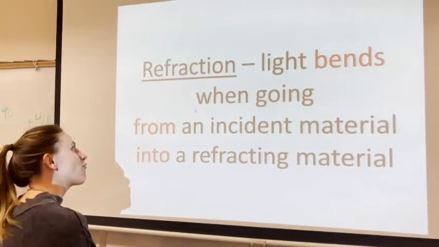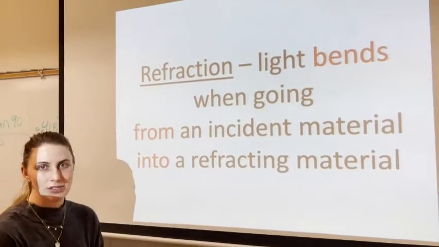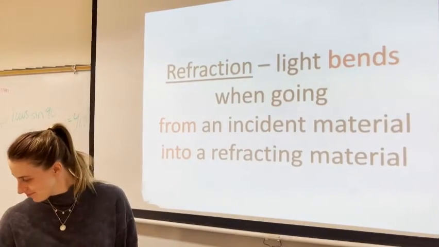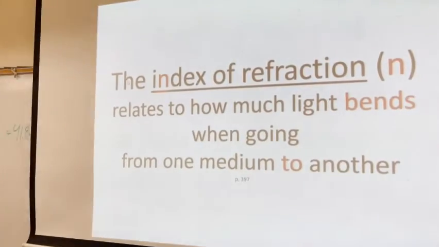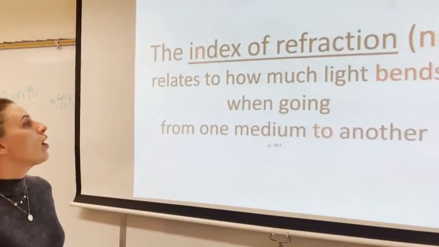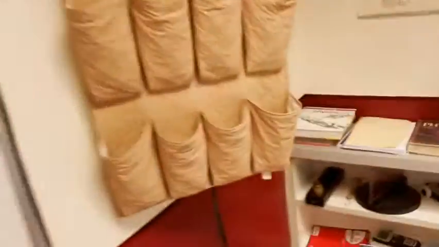Refraction. Light bends when going from an incident material into a refracting material, like from plastic to air, air to plastic. This sounds suspiciously like review. It is review. The index of refraction relates to how much light bends when going from one medium to another. We're going to take out the book and show them that table again.